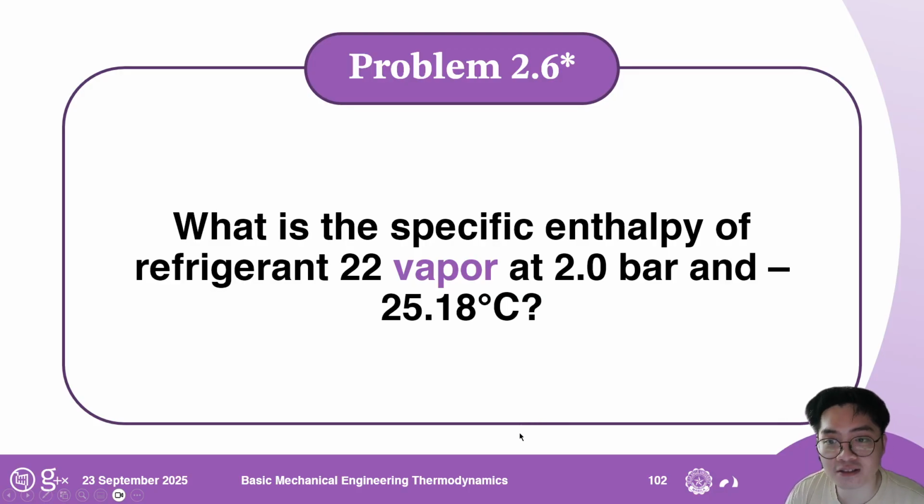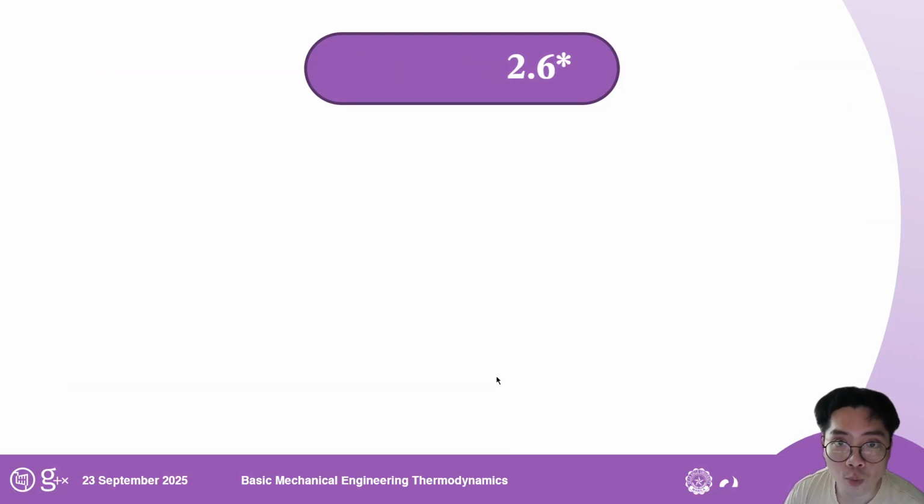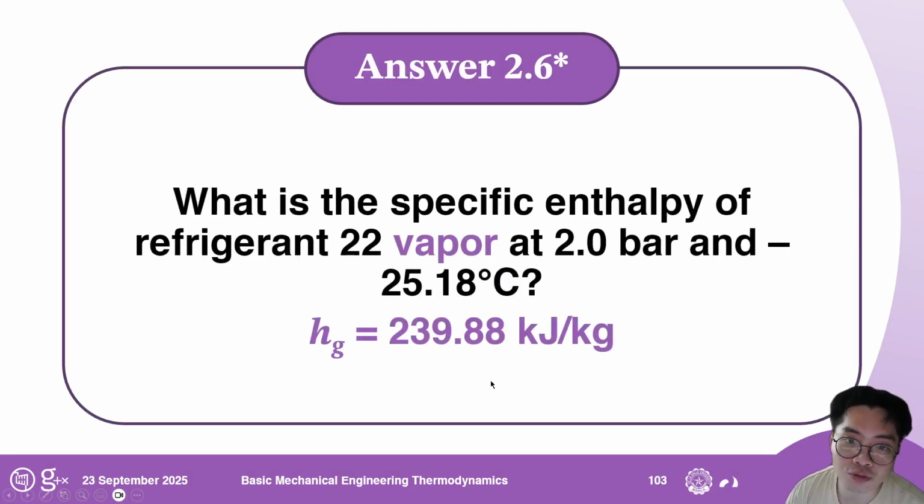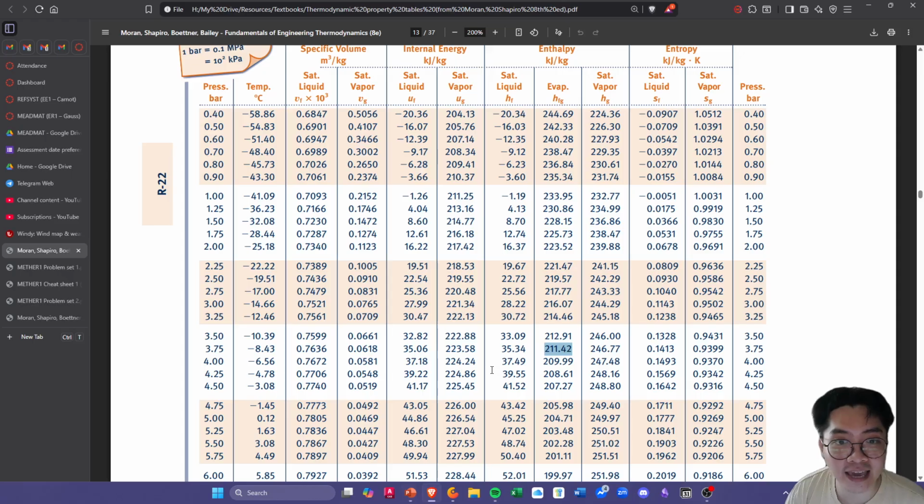You specify that this is all vapor because this is just vapor we're talking about. That means that this is a saturated vapor. Now I know what the answer is supposed to be. It's supposed to be 239.88, aka the Hg of this entry at 2 bar.